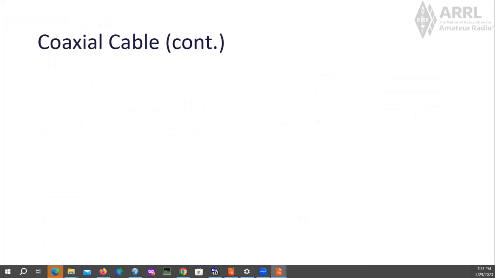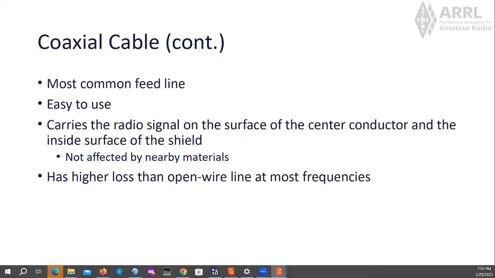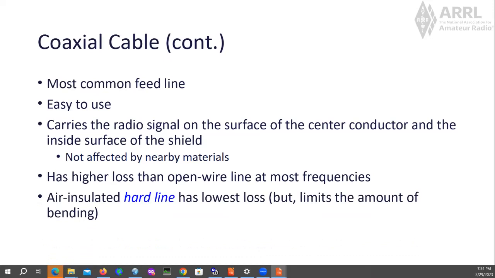Coaxial cable continued. It's the most common feed line. It's easy to use. It carries the radio signals on the surface of the center conductor and the inside surface of the outer shield. And it's not affected by nearby materials because the signal is protected by the shield. It has higher loss than open wire line at most frequencies. Air insulated hardline has the lowest loss, but limits the amount of bending that you can do with it.